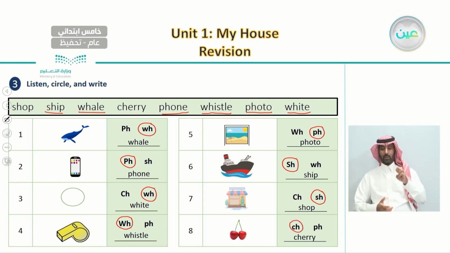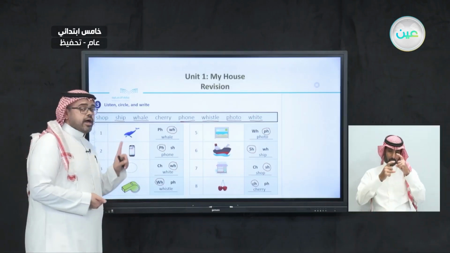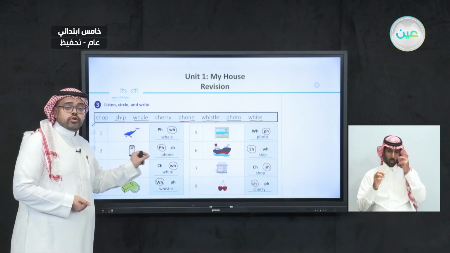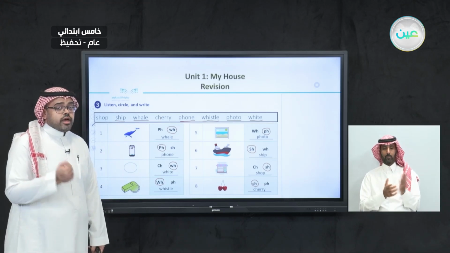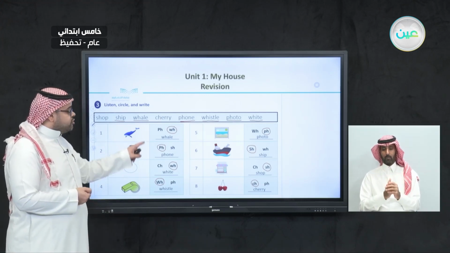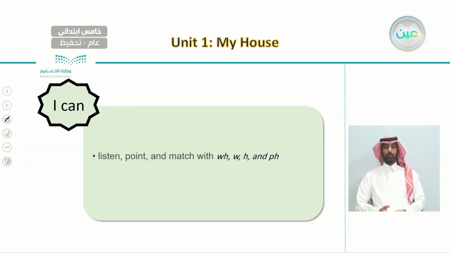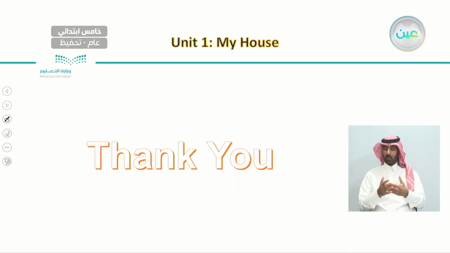So here you go. This is how we answer this table. We looked at the pictures and then we looked at the list and found out what the words are for each of these pictures. After this, we circled the letters that each one of them starts with. So now at the end of this lesson, it is important that you can listen, point, and match with WH and also with PH. So now we have reached the end of our lesson.